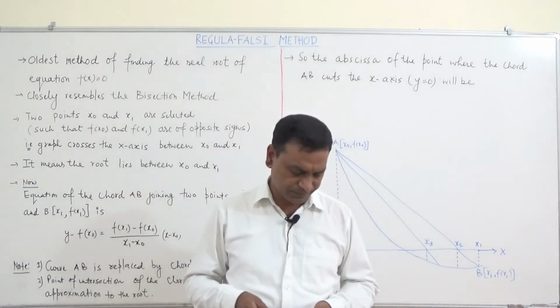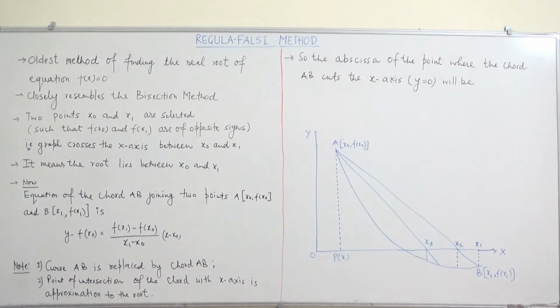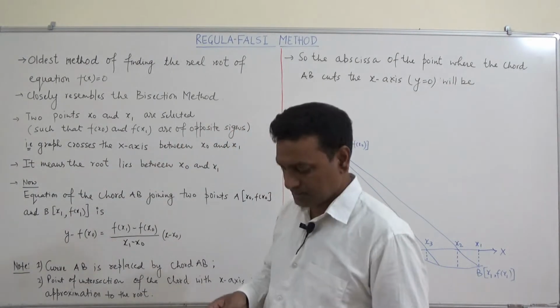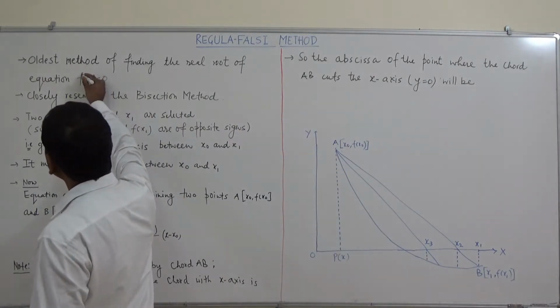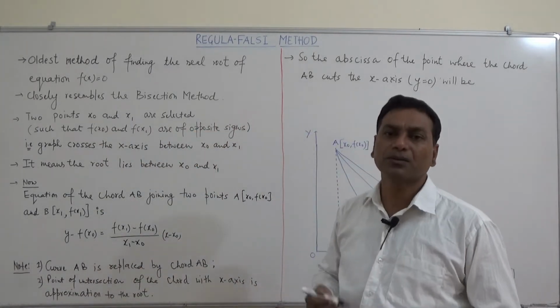So let us see. First of all, we can say this is the oldest method of finding the real root of an equation, like f(x) equals 0. So this is a very popular and old method to find the real root of the equation.